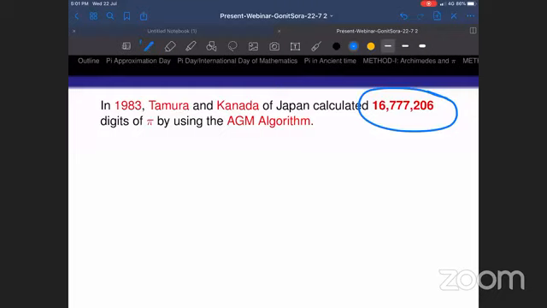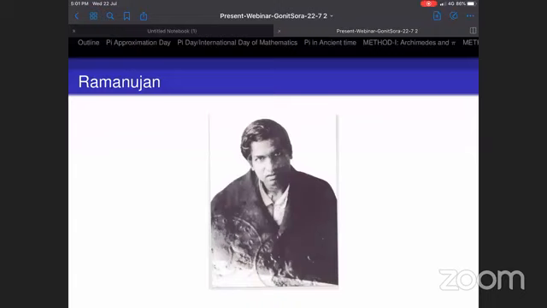So therefore, 1 million was calculated by Guilloud and Bouyer. And in 1983, over 16 million were found by Tamura and Kanada of Japan. Now, our Ramanujan came into the picture. So then our Ramanujan's method came. Ramanujan died in 1920. So you see that in 1983, over 16 million were found, and then Ramanujan's series were employed, almost 70 years later.